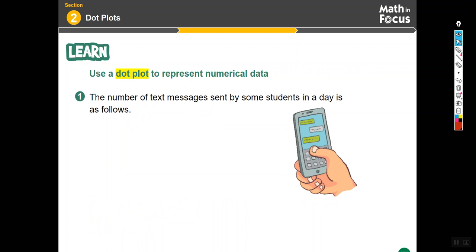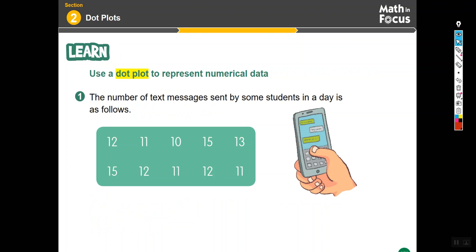All right, next part is the number of texts sent by some students in a day are as follows. These numbers are incredibly low, I believe, but it depends on the student. So it says that we have 1, 2, 3, 4, 5, 6, 7, 8, 9, 10. So it looks like there's 10 students here. And each one of these numbers represents how many texts that student sent out.